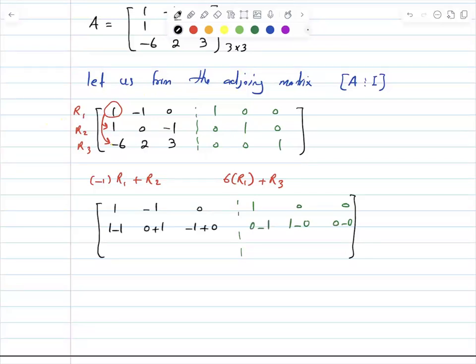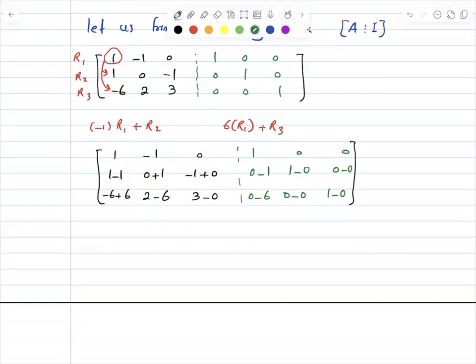I'm going to do the same thing to the last row as well at the same time to save time. So I have -6 plus 6. I have 2 minus 6. I have 3 minus 0. And then I have 0 minus 6, then 0 minus 0, and 1 minus 0. So let's see what's happening here. This becomes 1, 0, 0, -1, 1, -4. I have 0, -1, and 3. Then I have 1, -1, -6, 0, 1, 0, 0, 0, 1.